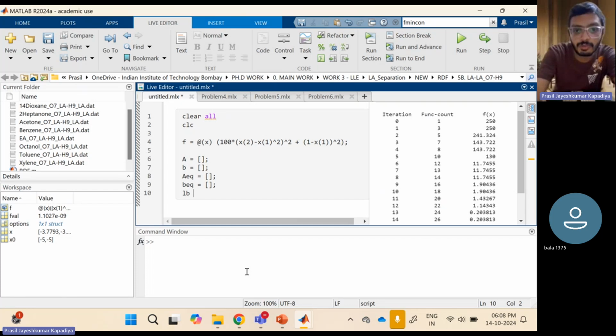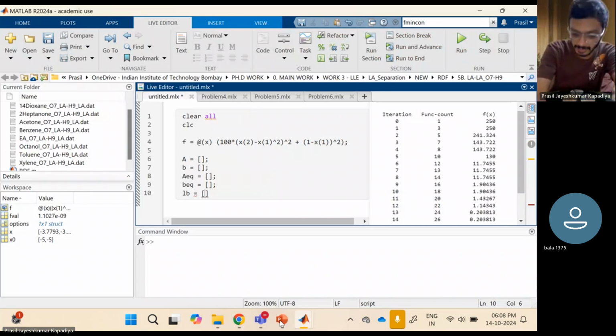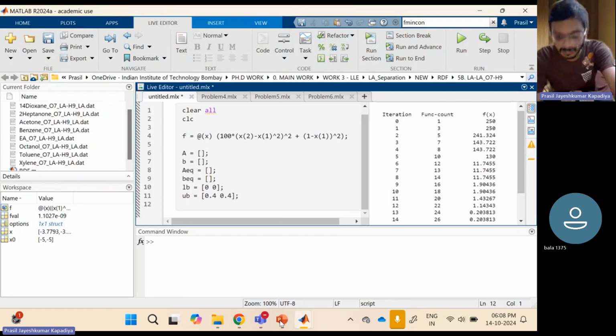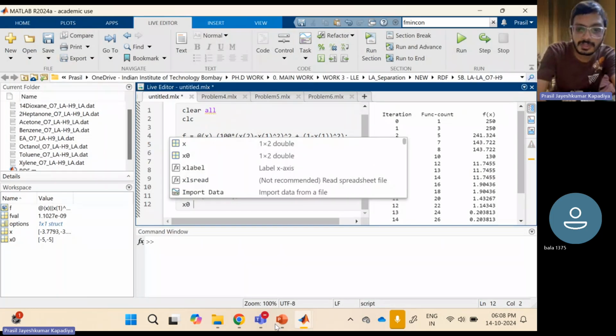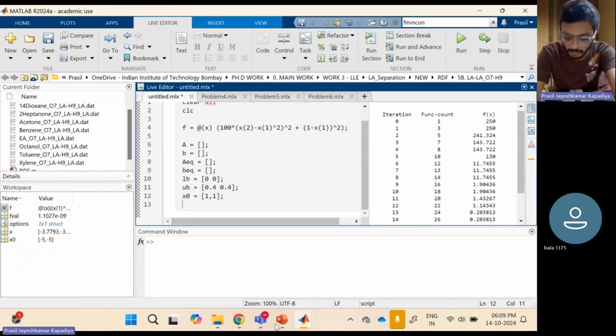Okay, what is lower bound given to us? So lower bound for x1 is 0 and x2 is also 0. So it is 0, 0. Correct. And what is my upper bound? Upper bound is 0.4, 0.4. This is given to us. Okay, what is initial guess told to us? 1, 1. So my x0 is equal to 1, comma 1. So x0 is also given.